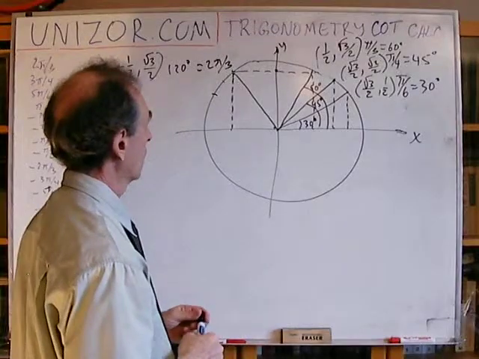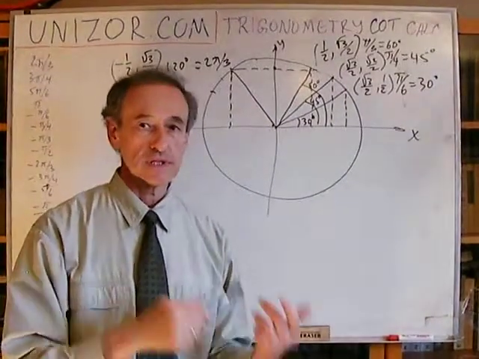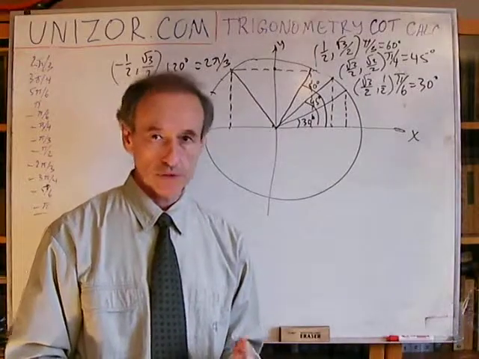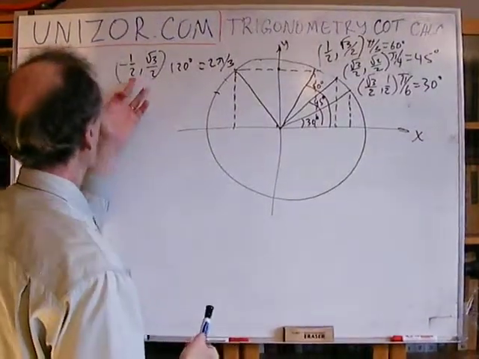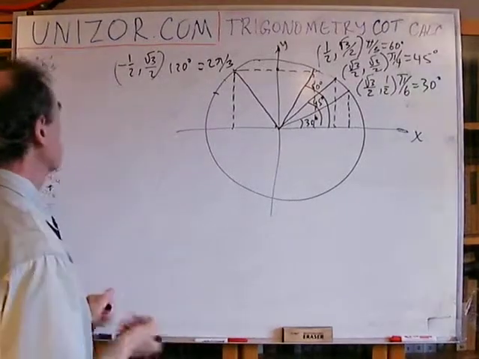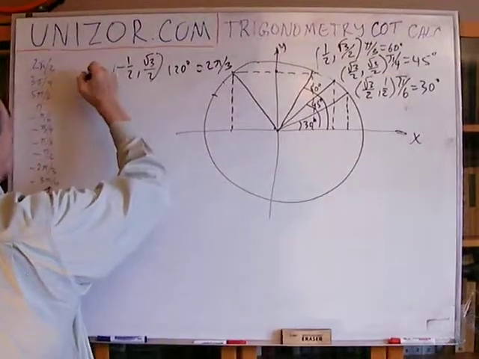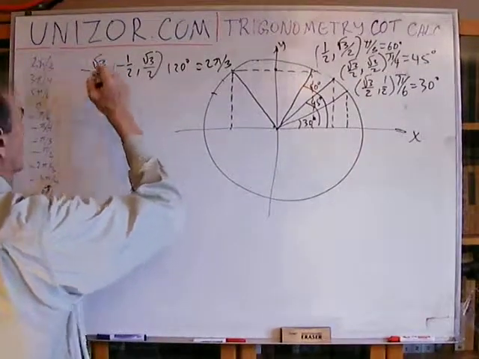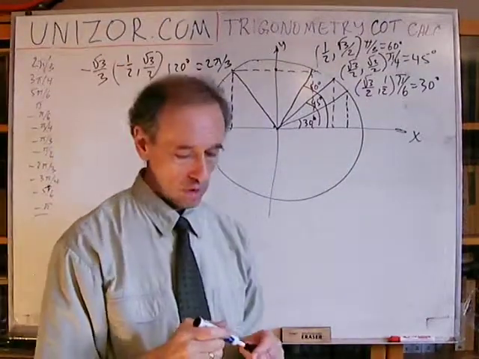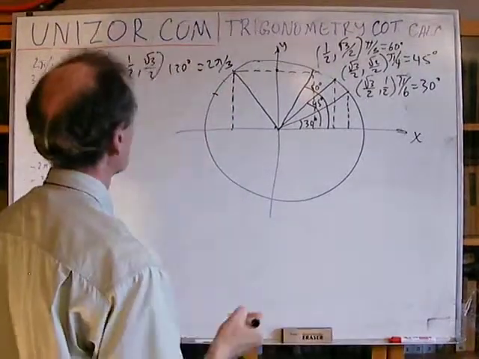Now, what's the cotangent? By definition, cotangent is abscissa divided by ordinate. So let's do it. Minus 1/2 divided by square root of 3/2 gives me minus 1/√3 or minus square root of 3/3. That's my cotangent for 2π/3. Well, let's move on.